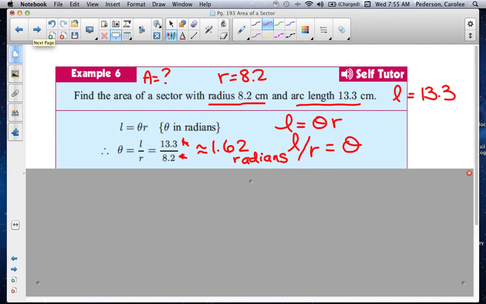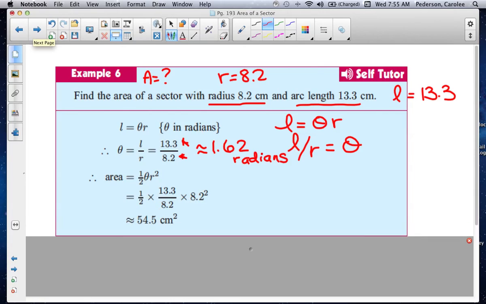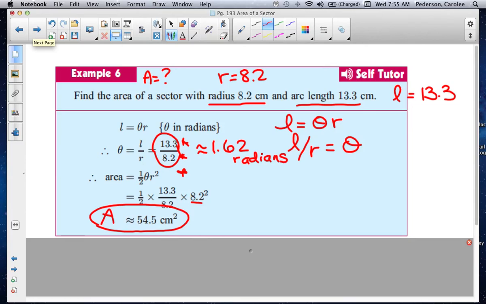Now we're set to use the area of the sector formula. So we choose the area of the sector formula for radians, substitute in 1/2 the angle theta, which they just left in fraction, and then your radius squared, and you get approximately 54.5 centimeters squared.